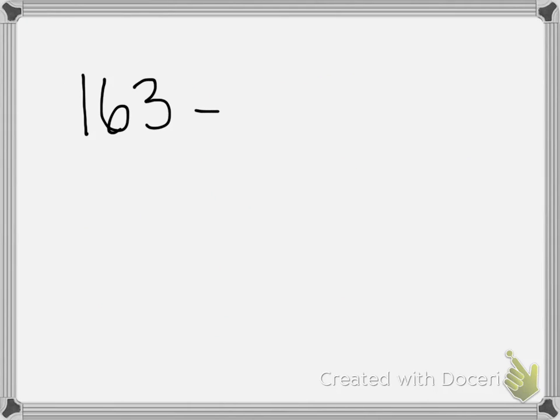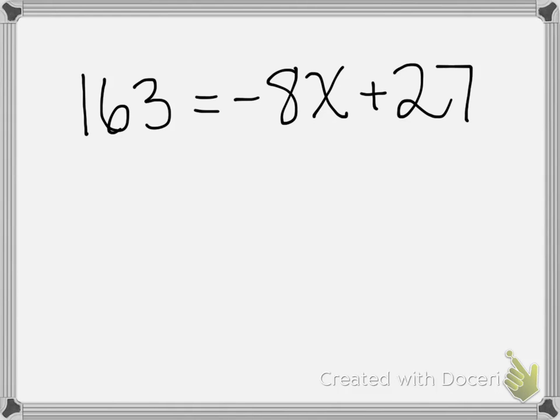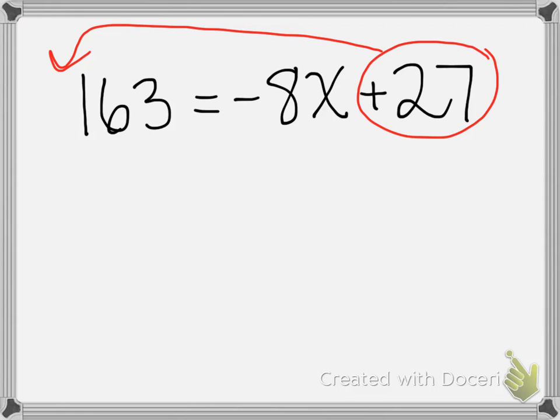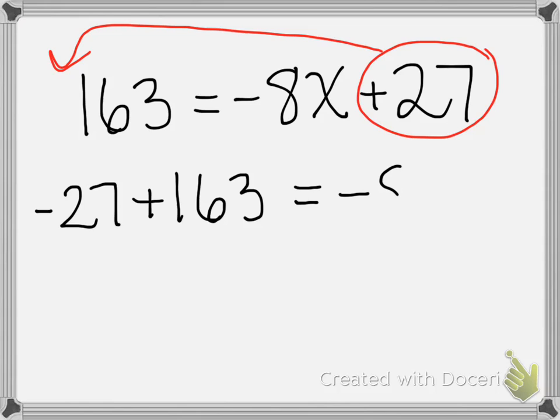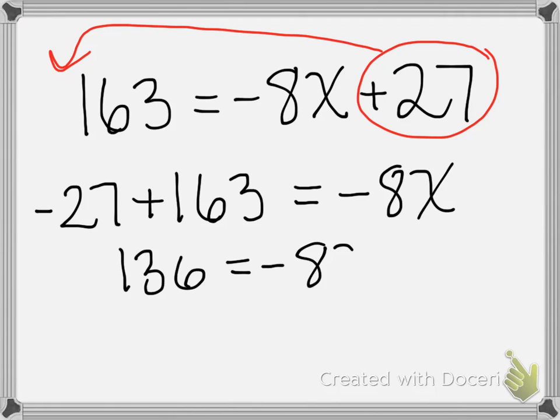So let's try one. We have 163 equals negative 8x plus 27. So my first step is to get my letters on one side and my numbers on the other side. So I'm going to move that 27 over. When I move it over, it's going to become a negative. So I have negative 27 plus 163 equals negative 8x. So now I have 136 equals negative 8x.